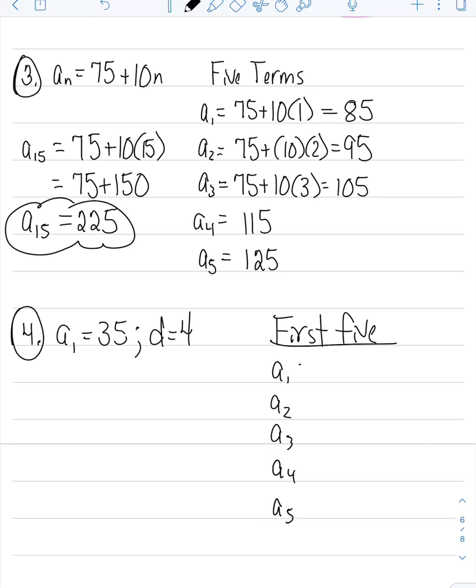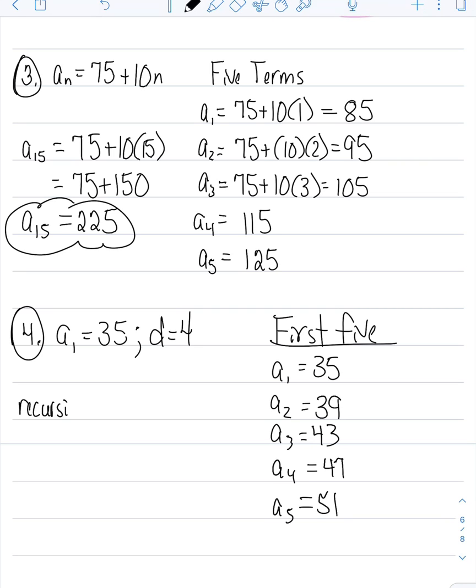So look at this. I have the first term. It's 35. Well, the common difference says I add 4 each time. So 35 plus 4 is 39. 39 plus 4 is 43. 43 plus 4 is 47. And 47 plus 4 is 51. So that's how you can use that information to find the first 5 terms.